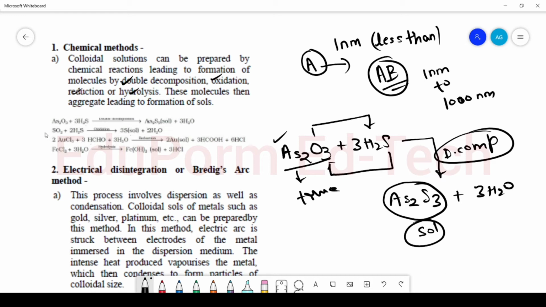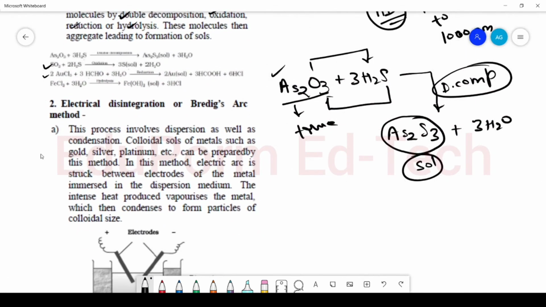There are some other examples also, like SO2 which is reacting with H2S. We have AuCl3 which is reacting with formaldehyde, that means HCHO. We have FeCl3 reacting with water. So by means of chemical reactions we can also convert the true solutions into colloidal sols.